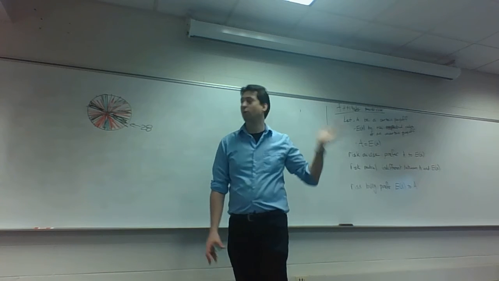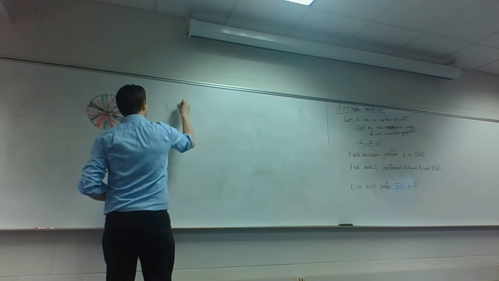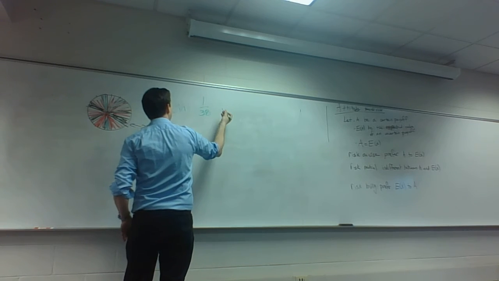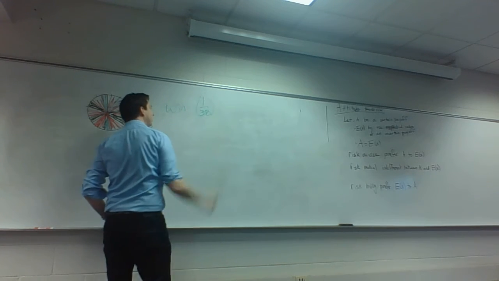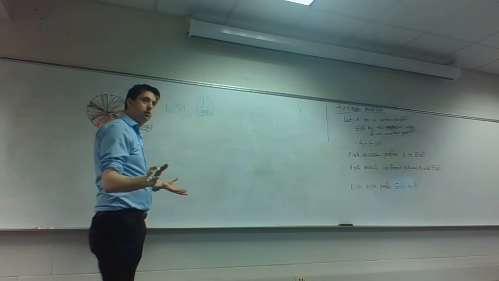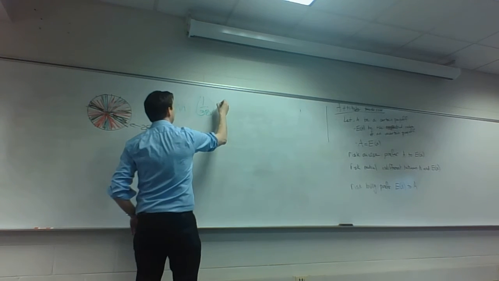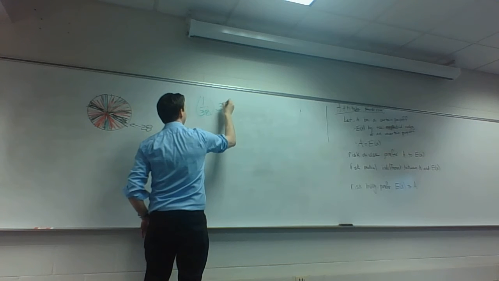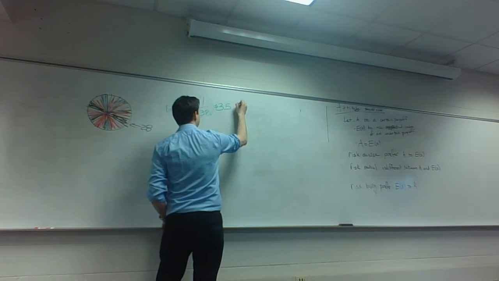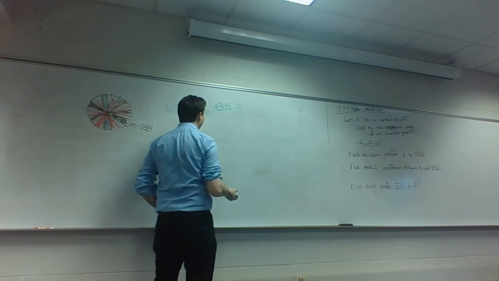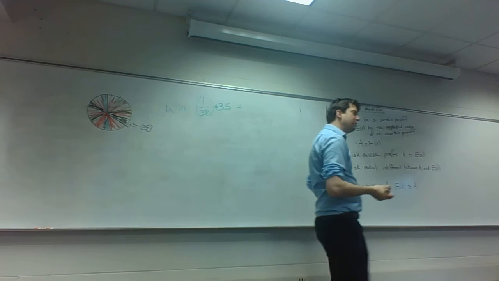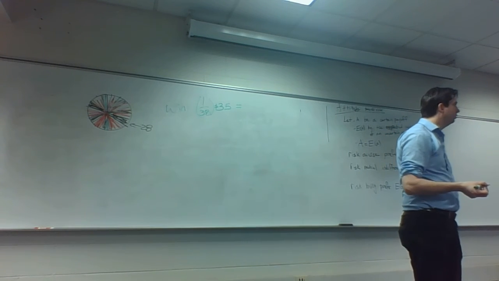1 out of 38. So if you win, 1 out of 38. That's our probability of success. What's our payoff? 35. Which means that is 35 divided by 38, which I believe comes out to about 92.